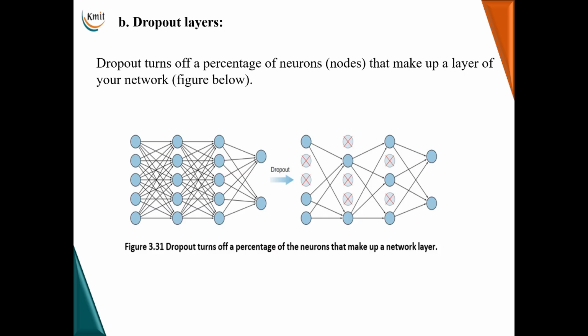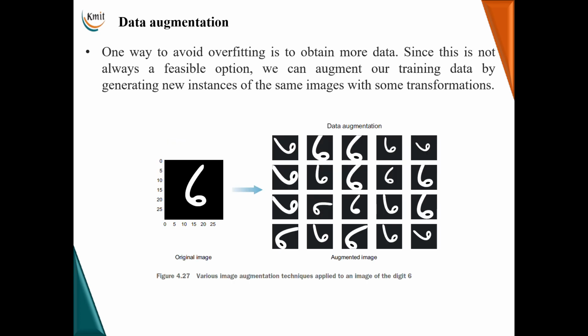Coming to the second method of reducing the complexity, dropout layers. Here, what we do is a few percentage of neurons will be dropped from the input layer as well as from the hidden layers, thereby reducing the complexity of the model and also reducing the training time.